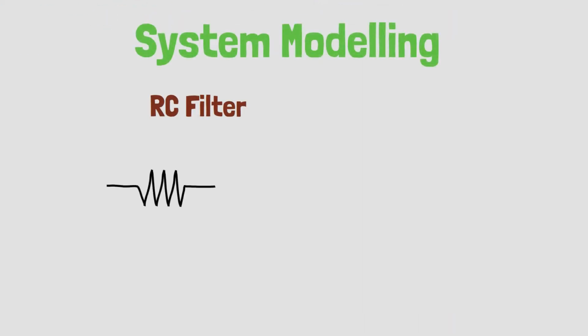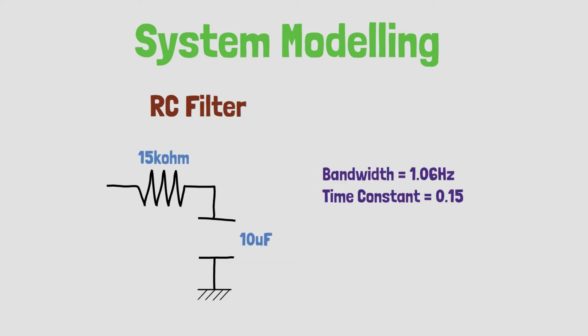First, the RC filter is a low-pass filter which filters out the high-frequency component of the PWM signal, which in our case is 980 Hz. I used 15 kOhms and 10 microfarads to achieve a bandwidth of 1 Hz and the time constant of 0.15. The transfer function is expressed in the Laplace domain as follows.